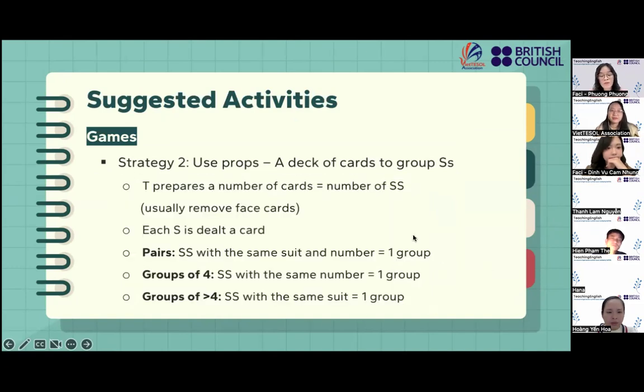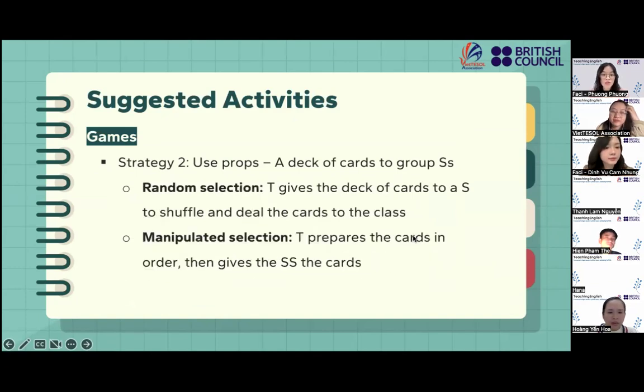Okay, so the reason why I like this deck of cards to group students is because you can have random selection by giving the deck of cards to a student to shuffle and deal the cards to the class. So the students feel like they are involved in the process of group division, but also there's some element of randomness in there. Or sometimes you can even manipulate the selection.